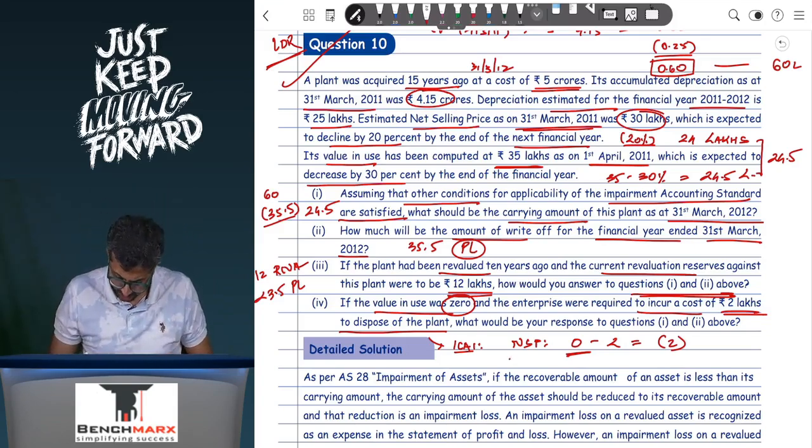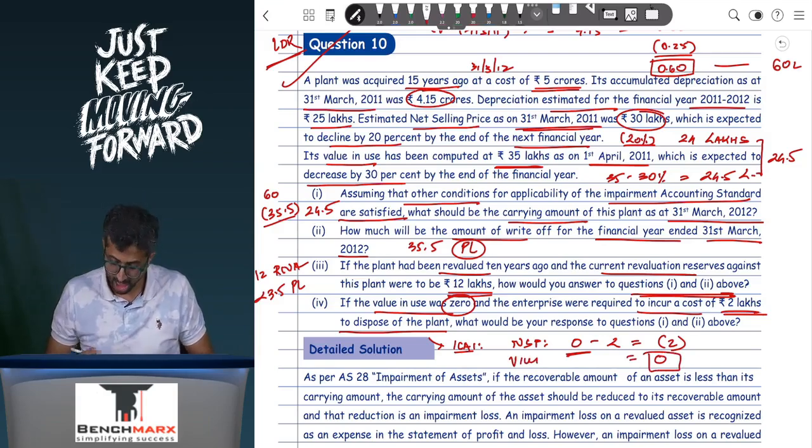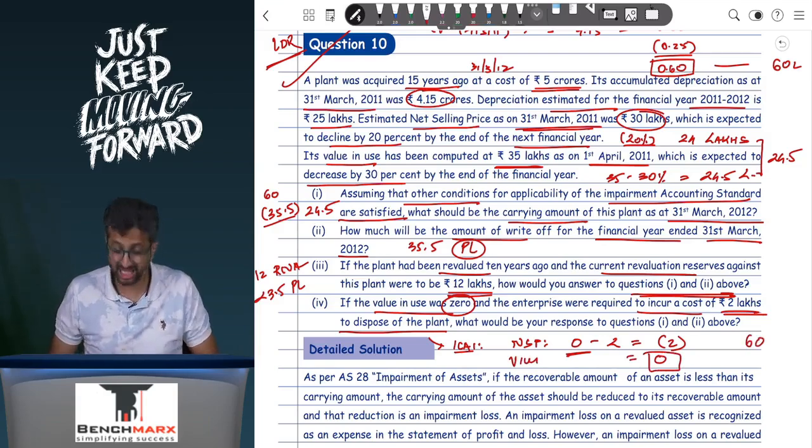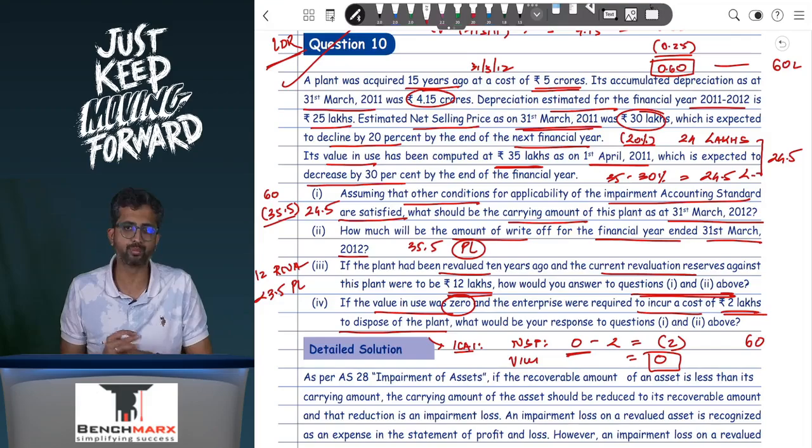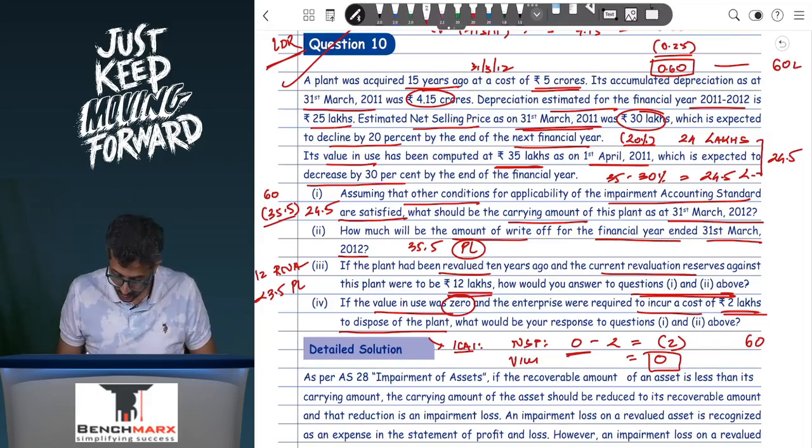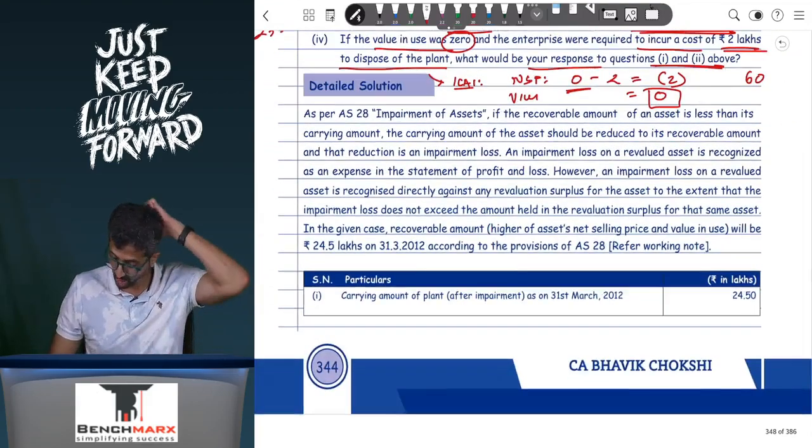So over here your value in use is 0, net selling price is negative 2, so recoverable value is 0. Compare this with the carrying value of 60 lakhs, and hence the entire 60 lakhs will go to the impairment loss in the P&L. Would your response in 1 and 2 be different? Well, yes, your response will be different.